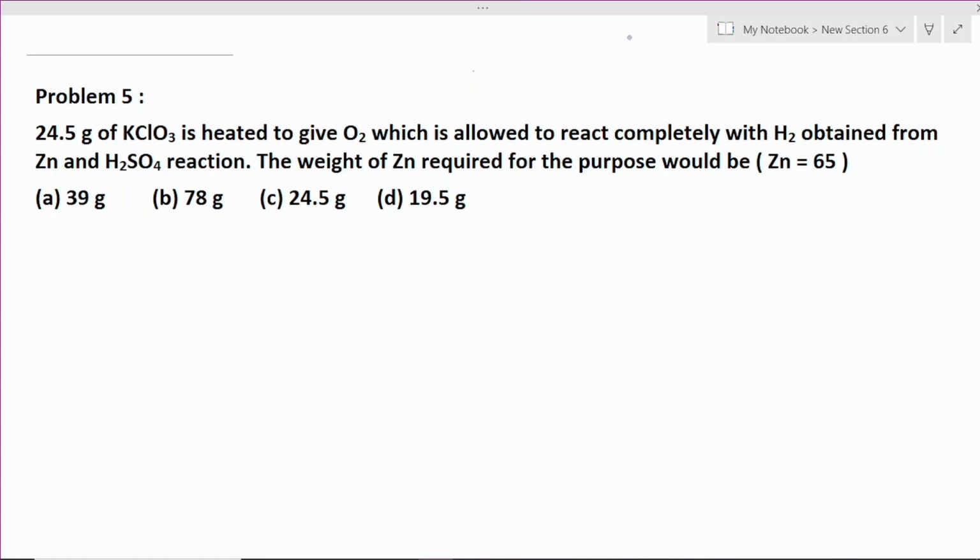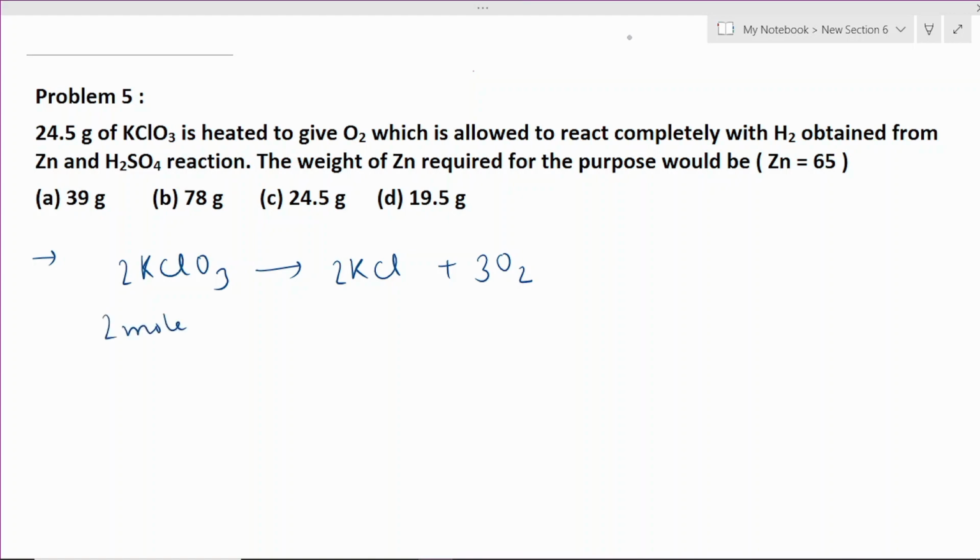Problem 5 tells: 24.5 gram of potassium chlorate is heated to give oxygen, which is allowed to react completely with hydrogen obtained from the zinc and H2SO4 reaction. The weight of zinc required for this purpose would be? So we can write the equation, and we have to balance it. 2 KClO3 gives 2 KCl plus 3O2. So 2 potassium, 2 chlorine, and 6 equivalent of oxygen are there, and here also 6 equivalent of oxygen.